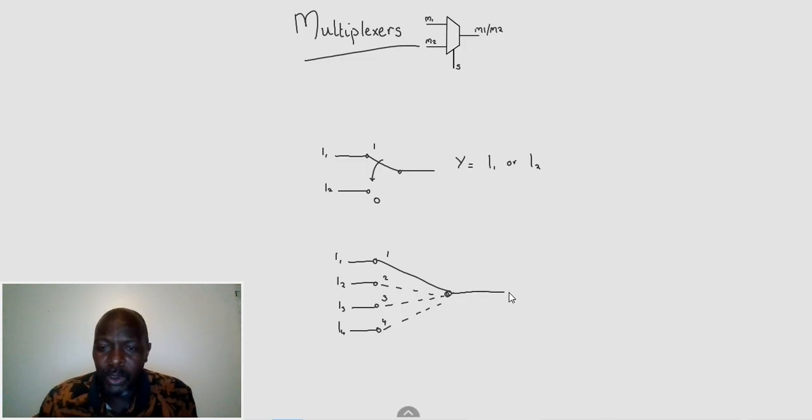So the concept of multiplexing is taking a lot of inputs and embedding them on each other on a single line. That is our Y output. So it could be either one of those 4 in this case.